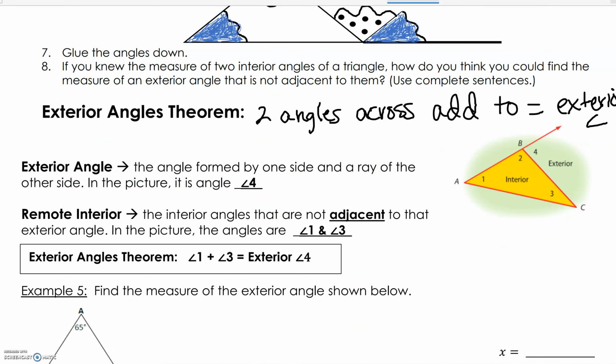So exterior angle here is 4. The remote interior would be 1 and 3. It's not 2, it's not the one that's next to it, it's the other 2 that are further away. So 1 plus 3 is going to equal angle 4.